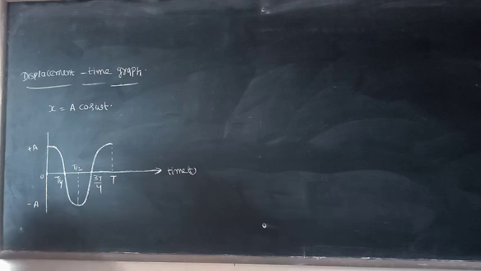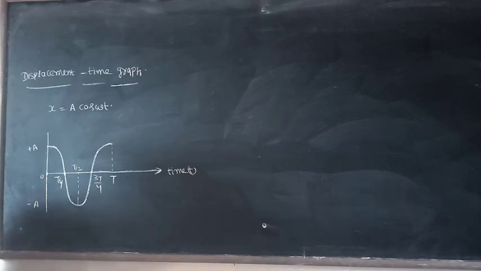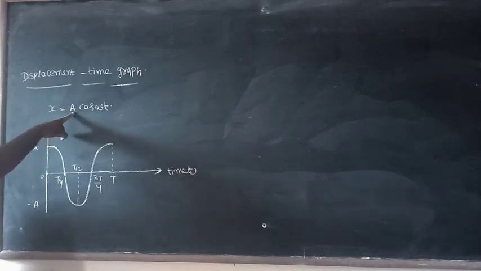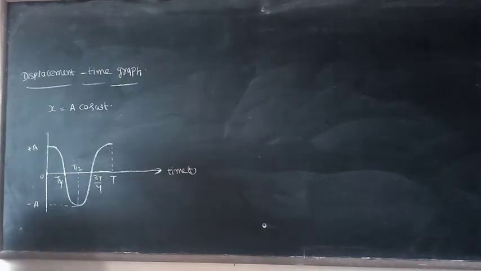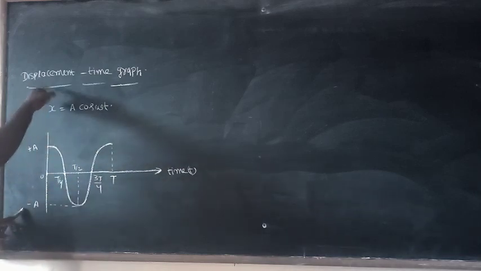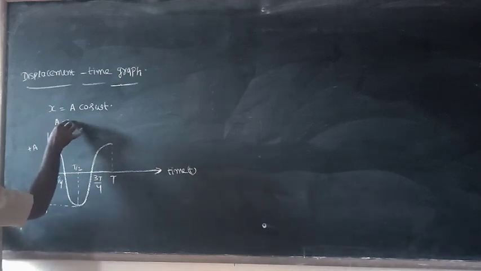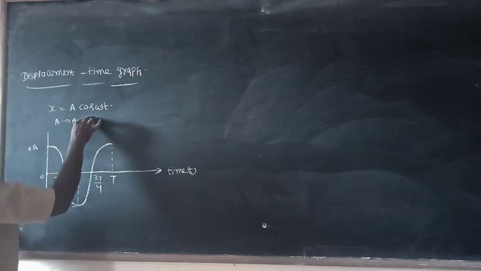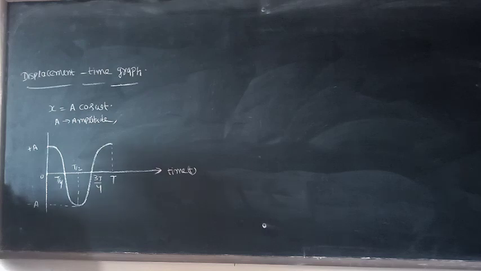Sir, how can we remember this? If time t is equal to 0, cos 0 is 1, that is a, which is positive. When you come to this point, it will be minus, that is minus a. So it will move between plus a and minus a. This is the displacement-time graph. Here a represents amplitude and omega represents angular frequency.